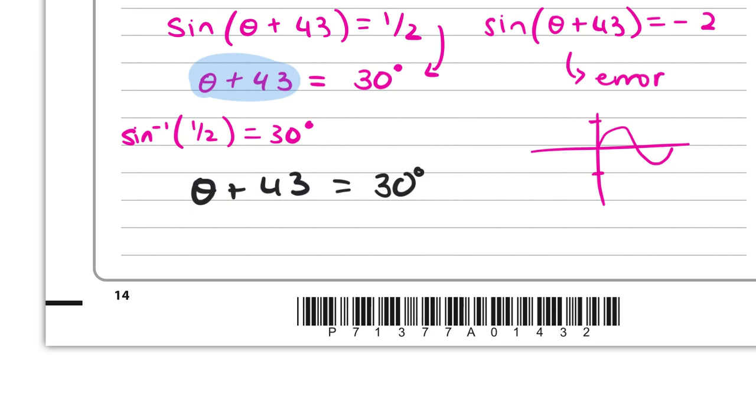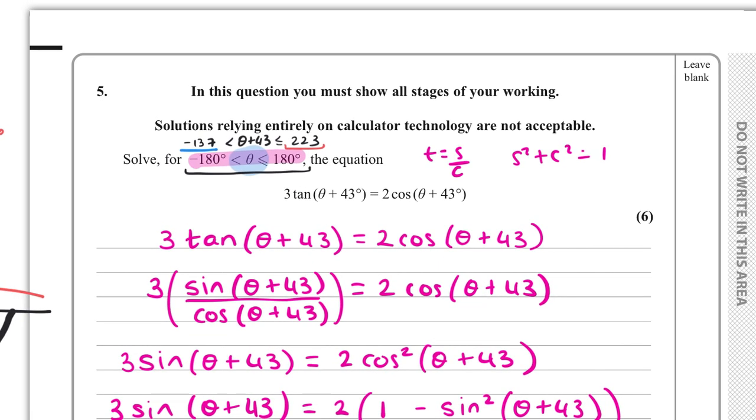I'm hoping it's going to follow. Okay, so what do we get? Theta plus 43 equals 30 and 150. So theta equals, I'm going to take away 43, aren't we? So 30 minus 43 is negative 13 degrees, and 150 minus 43 is 107 degrees. So those are the two answers that you should be having.